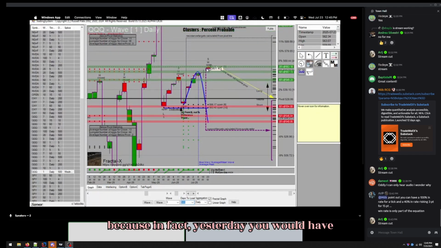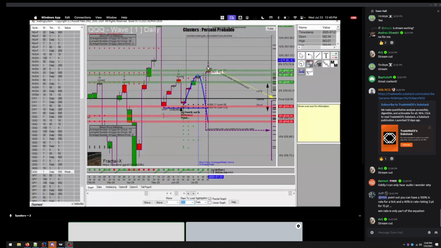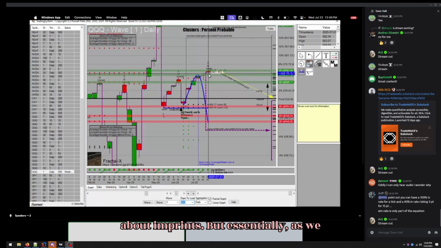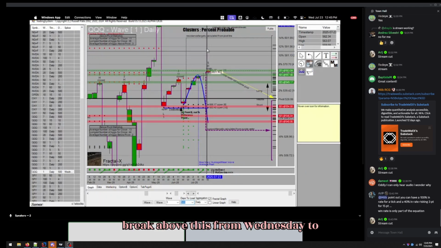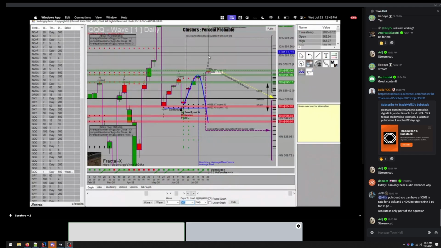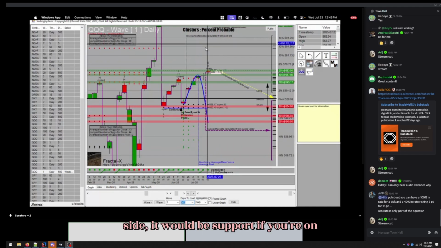Because in fact, yesterday you would have detected that there would have been white space movement per Wednesdays. If you want to know about white space, you've got to read the articles talking about imprints. But essentially, if we break above this from Wednesday to Wednesday, we're going to have more swift movement, it could be both ways, until this next notable resistance level. Resistance because we're on the long side. It would be support if we were on the short side.